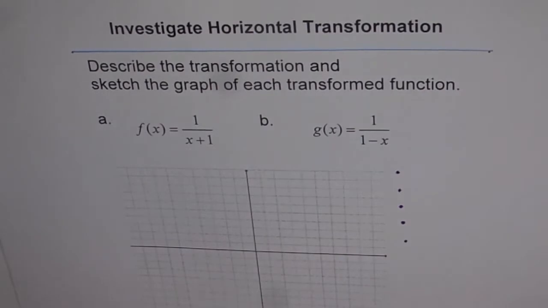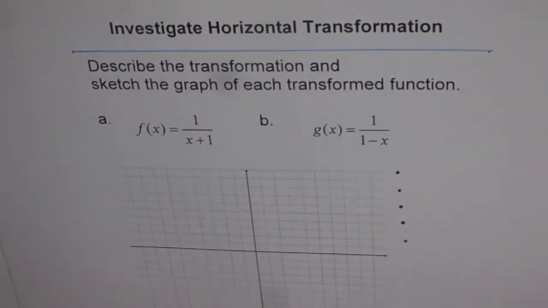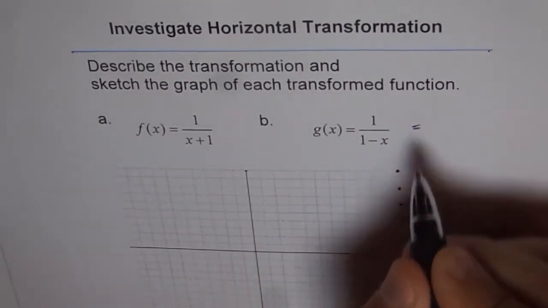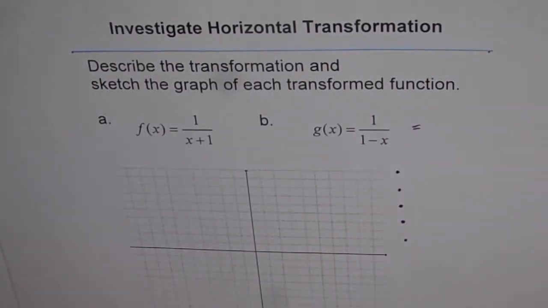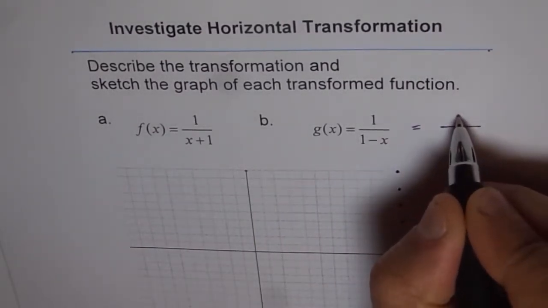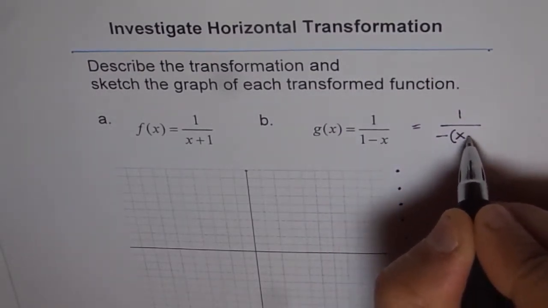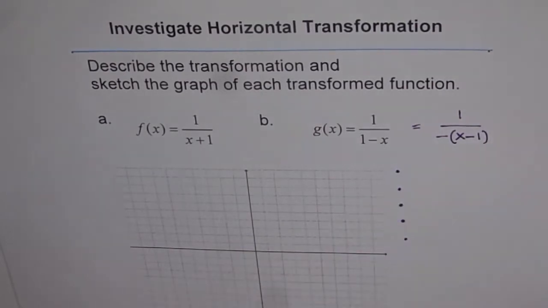I'll do one of them for you, and I'll pick this one. This is unique in a way: what is the coefficient of x here? The coefficient of x is not 1, it is minus 1. Whenever you have a function where the coefficient of x is not 1, you need to factor it out, even minus 1. So let's factor this, and then we will write down the transformation. So it is 1 over, when we factor the minus out, x minus 1. Do you see that? It makes a huge difference.